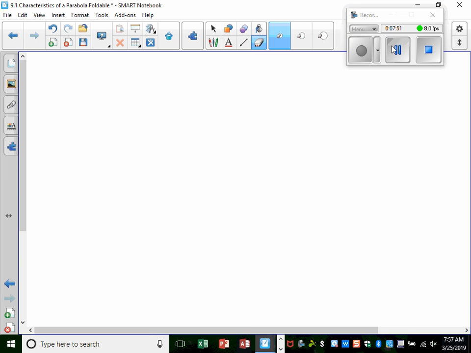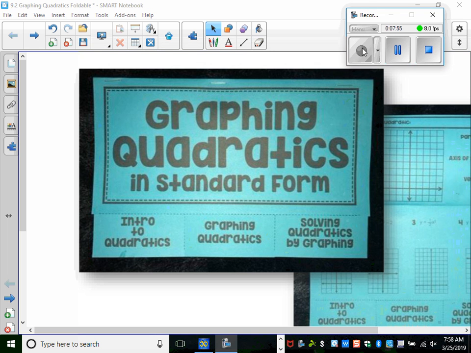All right, so now we're going to get to part 2. Okay, guys, this is part 2 on graphing quadratics in standard form. It's just a simple fold down to the little dashed line. All right, so let's get into graphing. Of course, have your graphing calculators handy as we do this as well.